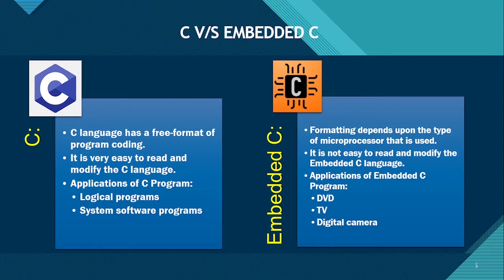Applications of C programs are logical programs, system software programs, and we also create some game applications with them. Applications of embedded C programs are DVD, television, digital camera, and now we are going to see a microwave oven in the coming slides.